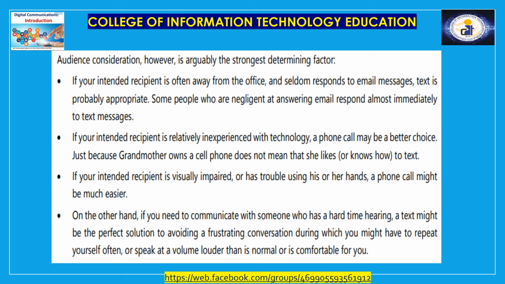If your intended recipient is visually impaired or has trouble using his or her hands, a phone call might be much easier. On the other hand, if you need to communicate with someone who has a hard time hearing, a text might be a perfect solution to avoiding a frustrating conversation during which you might have to repeat yourself often or speak at a volume louder than is normal or is comfortable for you.